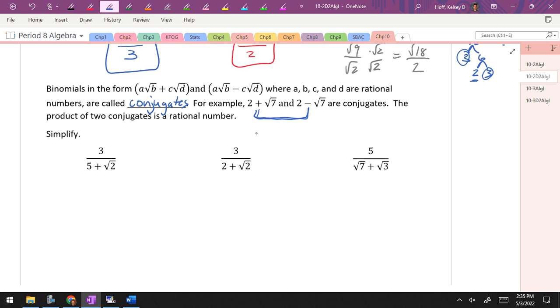If you multiply two conjugates, you get a rational number, aka no square root. So if you end up with a fraction that has a binomial in it, we don't want to leave the square root in the denominator. We can't leave the square root in the denominator. So to get rid of it, we multiply by the conjugate. The difference is, it is a plus right now. We're going to change it to a minus. So we are going to multiply by 5 minus the square root of 2.